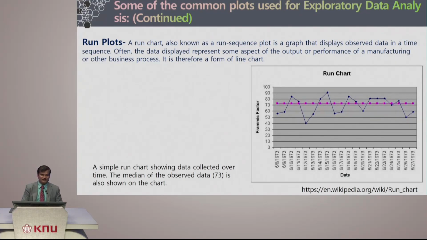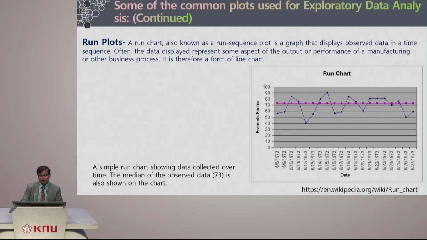Run plot or run chart. A run chart, as you can see here, is also known as a run sequence plot. It's basically a graph that displays observed data in a time sequence. That's why we call it a run. The data displayed represents some aspects of output or performance, as shown in this example.